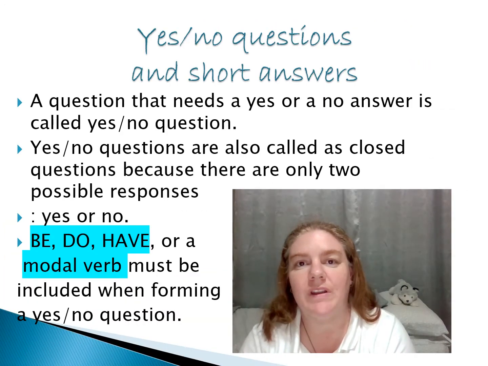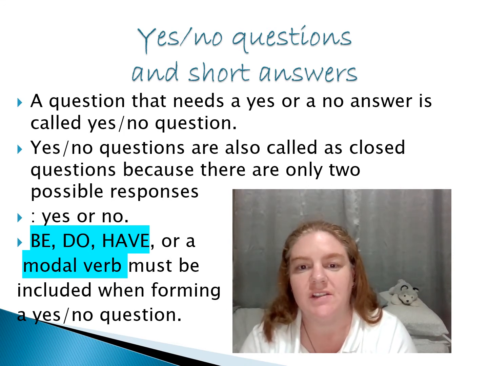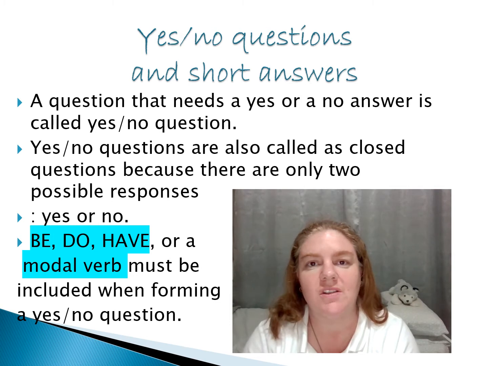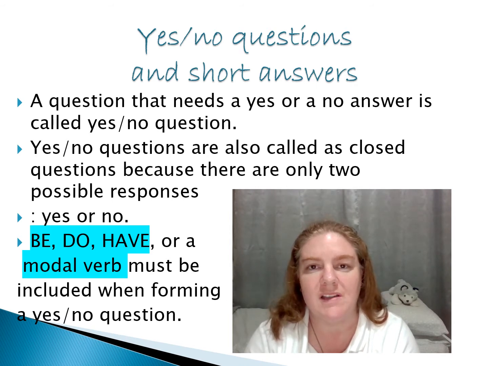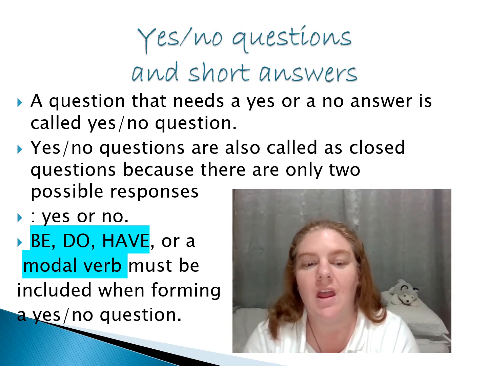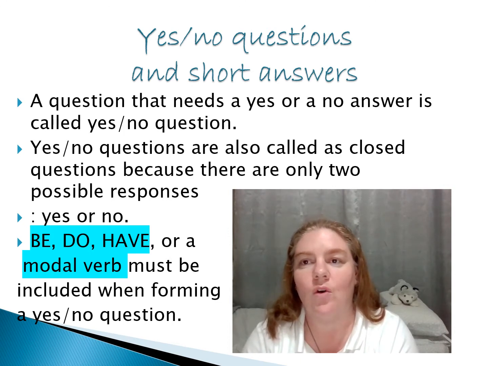Questions that have a simple yes or a no as an answer are called yes or no questions. They could also be called closed questions. If you can imagine someone closing a door, when the door is closed, there's no more opportunities for you to continue the discussion or to get more details. Be, do, have, or a modal verb must be included when forming a yes or a no question.